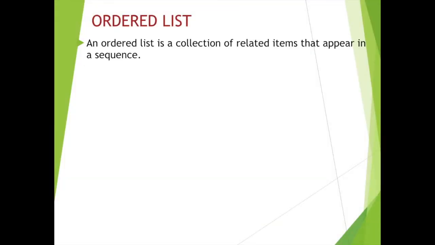Now let's go to the next type of list, which is the ordered list. What is an ordered list? An ordered list is a collection of related items that appear in a sequence. Now, if you want to arrange the items in a sequence, like by giving some numbers like 1 2 3 4, Roman 1 2 3 4, or capital ABCD or small ABCD, then you can do it with the help of ordered list. So the main difference between unordered and ordered list is that in case of ordered list, the items appear in a sequence with some numbers or some alphabets. But in case of unordered list, the items will appear in the form of some bullets.